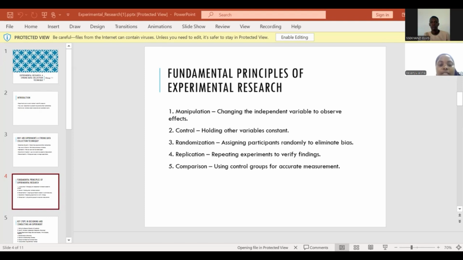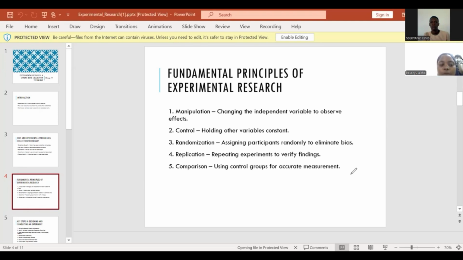Hey everyone, this is Kesani Aisha, and I'm going to explain the fundamental principles of experimental research. So I'm going to explain one by one. As you can see, we have manipulation, control, randomization, replication, and comparison. So in manipulation, this involves changing the independent variable to see how it affects the dependent variable. For example, you might increase light exposure to see how it affects sleep quality.